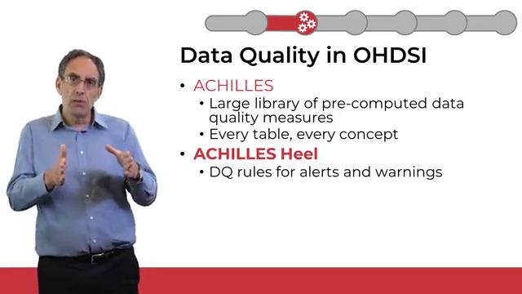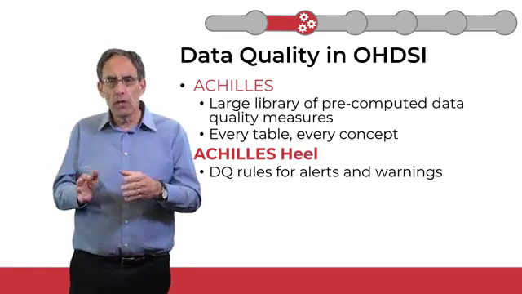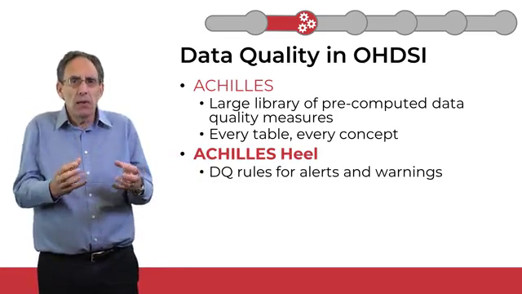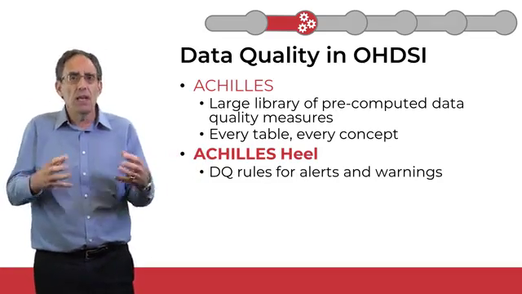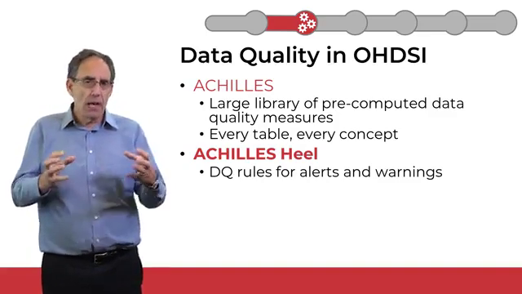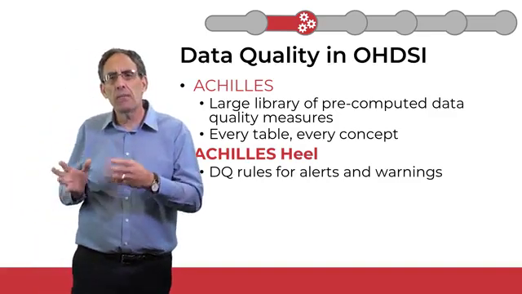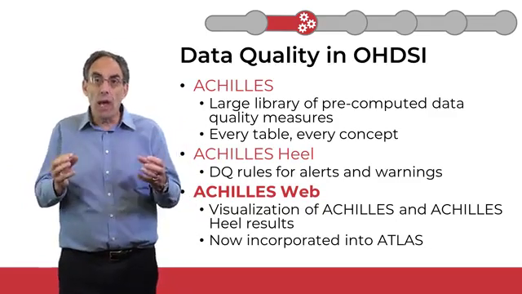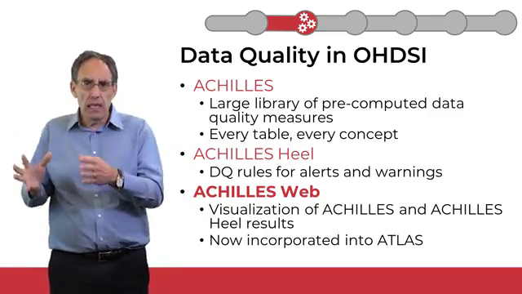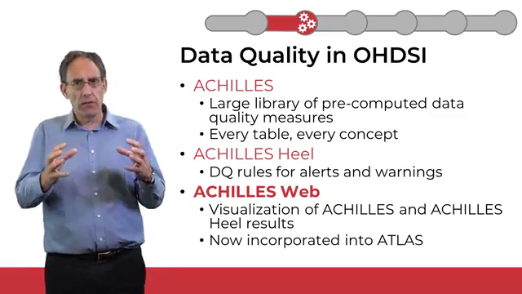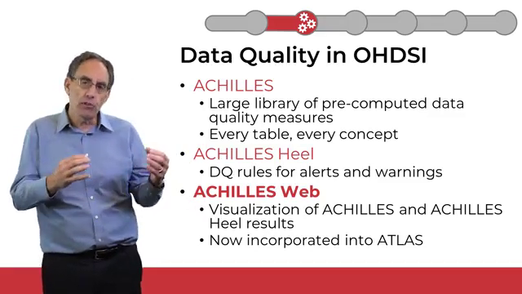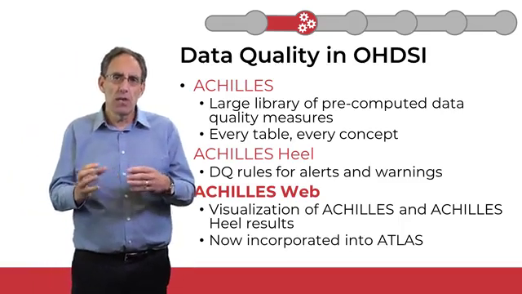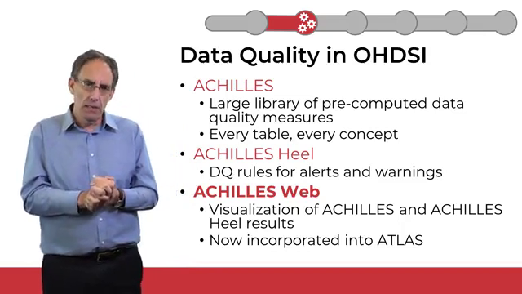Achilles Heel uses a set of data quality rules to examine the data quality measures generated by Achilles. Achilles Heel also does not have a user interface. It is a very large R script that writes its findings into the same OMOP results database as Achilles. Finally, Achilles Web brings all of Achilles and Achilles Heel to the surface as an interactive web-based interface that enables browsing and drill downs along with interactive data visualizations to support browsing through the OMOP CDM instance.